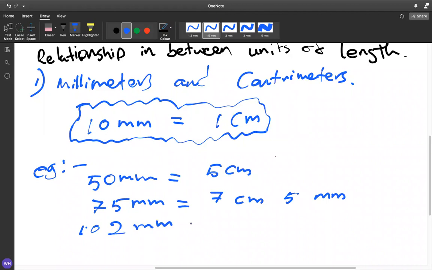And if you have, we think like, 102 millimeters. If you want to write this only in centimeters, and the number may be a decimal, doesn't matter. How can you write it?